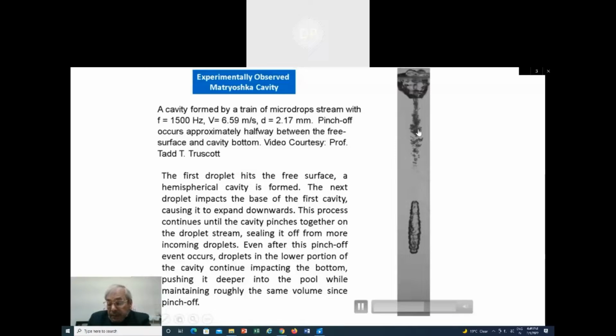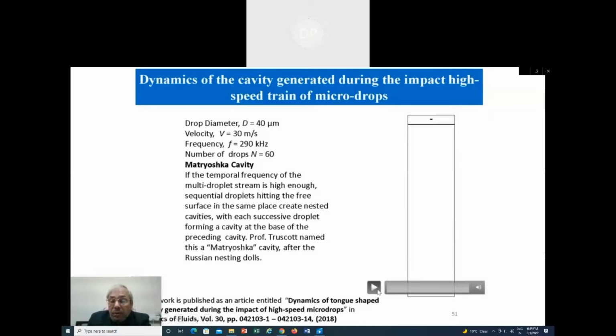And again, probably it is worthwhile to repeat our results, because our results were because of micro drops, and we can also see the formation of the elongated cavity through the nested cavities. Pinch off is taking place somewhere here, and after the pinch off, the cavity gets elongated further because of impact of the drops inside the hollow cavity, and then the cavity assumes a final shape.